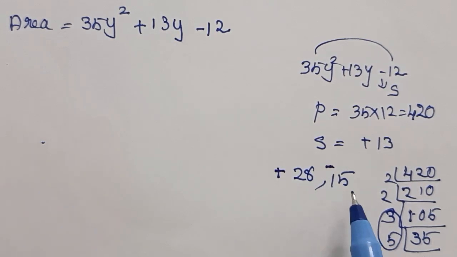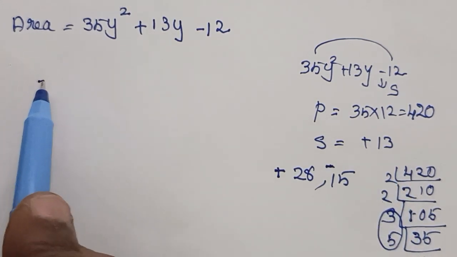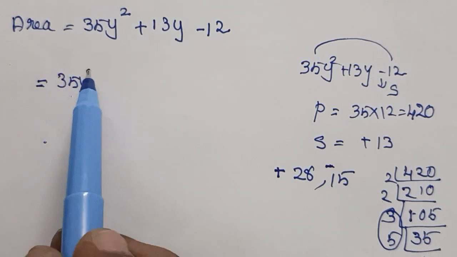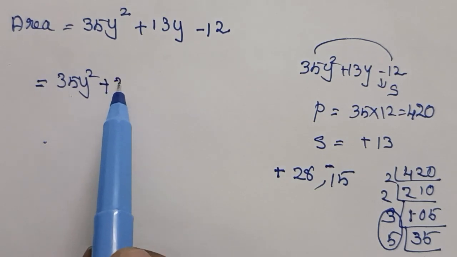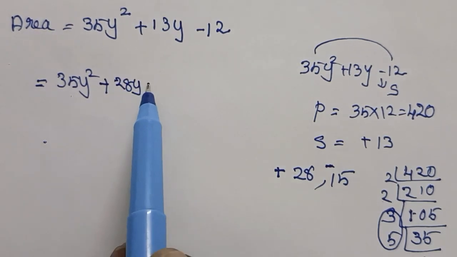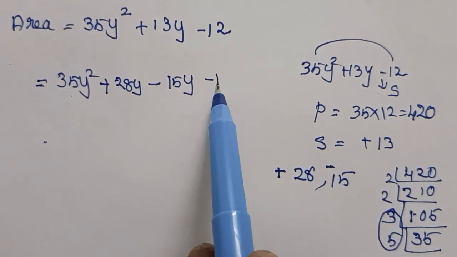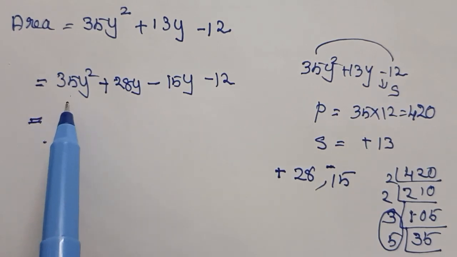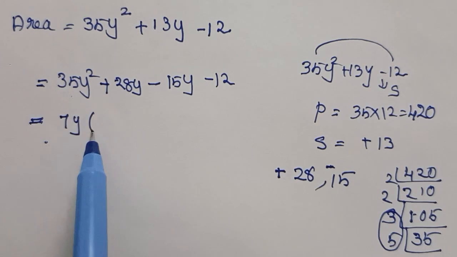Now plus 28 minus 15 gives plus 13, isn't it? Now this is equal to 35y square plus, instead of 13 we have to write plus 28y minus 15y minus 12. That is equal to, taking from the first two we can take 7y as common factor.